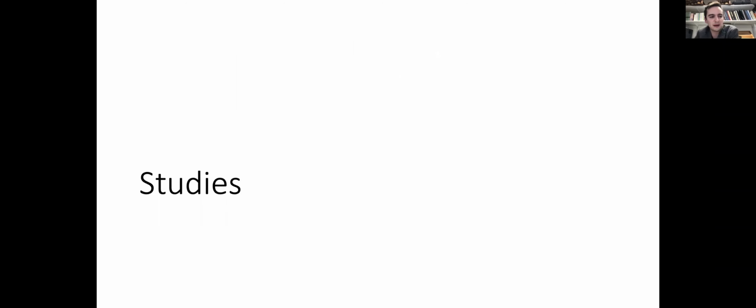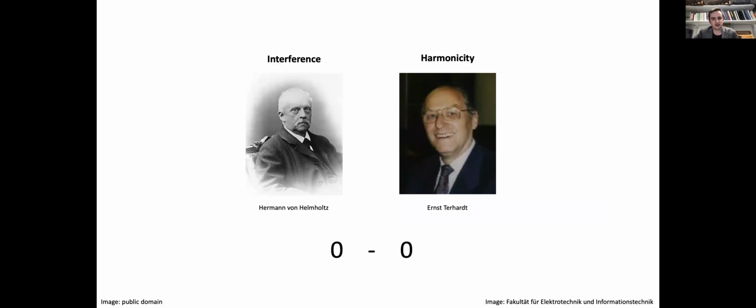Right, now I'm going to talk about the actual empirical studies that we conducted. And I'm going to be a bit tongue-in-cheek and keep a scoreboard to help us to keep track of how the results relate to these two theories that we're comparing. I'll give a theory a point whenever it successfully predicts the results of a given experiment.